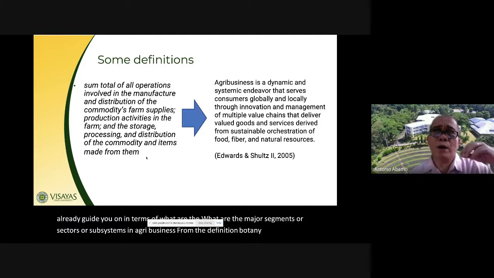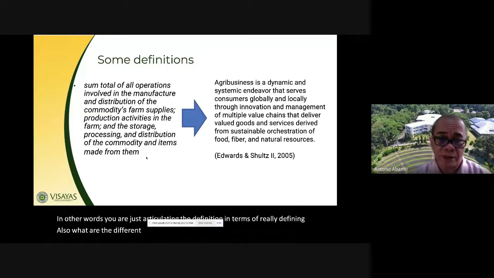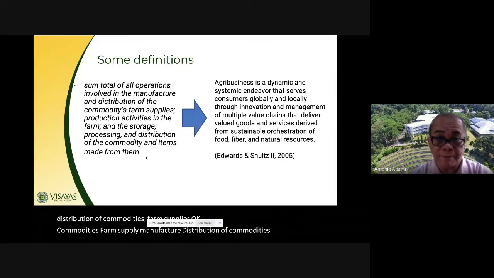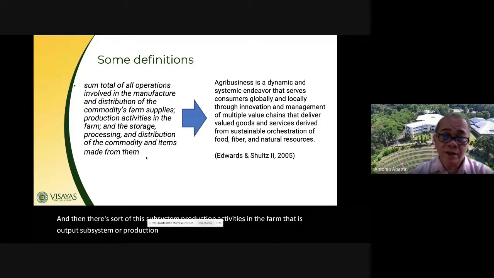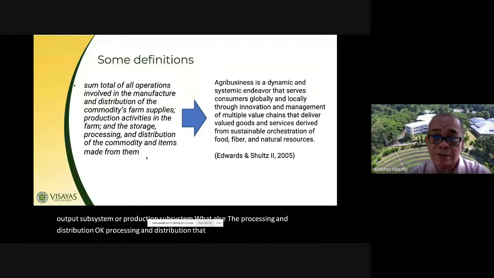In other words, you are just articulating the definition in terms of defining what are the different subsystems in agribusiness. First subsystem is the input subsystem, which involves manufacture, distribution of commodities, farm supplies. That is the input subsystem. And then the next subsystem, production activities in the farm, that is the output subsystem or production subsystem. What else? The processing. Okay, processing, that is the processing subsystem.